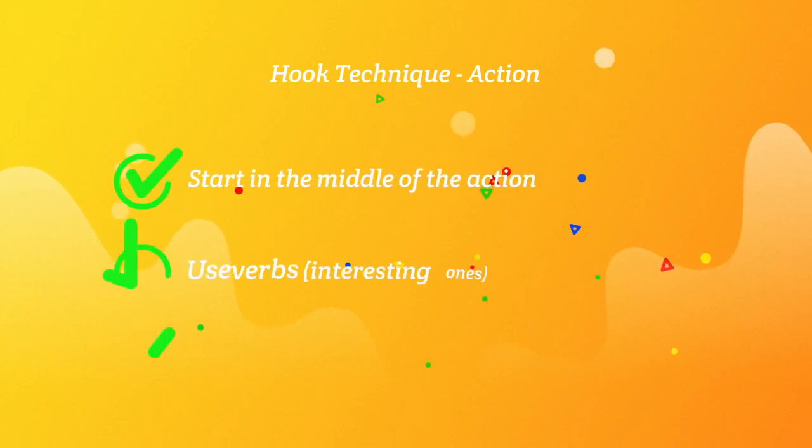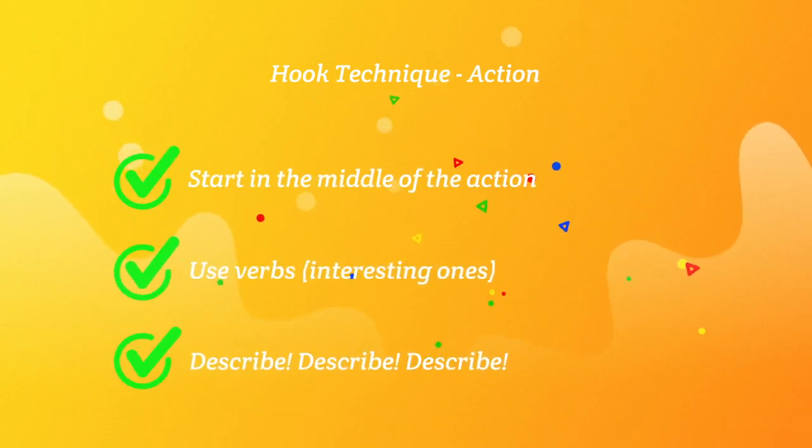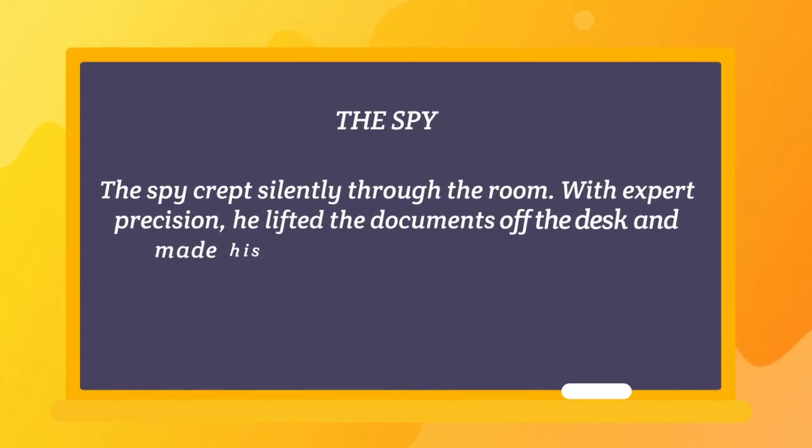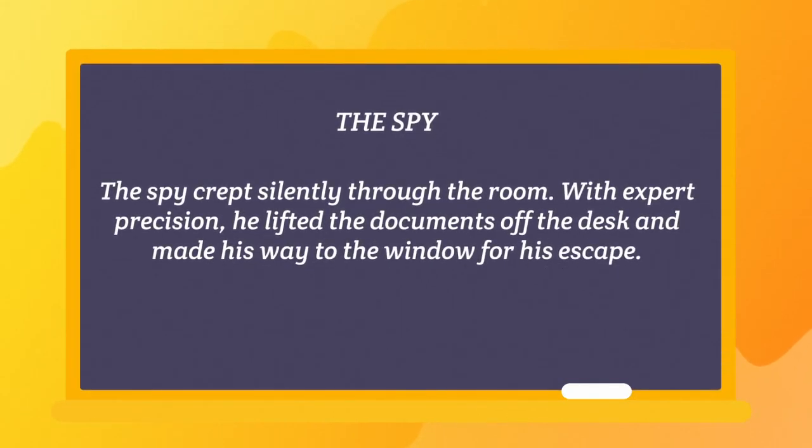Now let's see how all these 3 tips look when writing. The spy. The spy crept silently through the room. With expert precision, he lifted the documents off the desk and made his way to the window for his escape. This is a great use of action because we are thrown into the middle of the spy's mission and a picture is being formed in our minds.